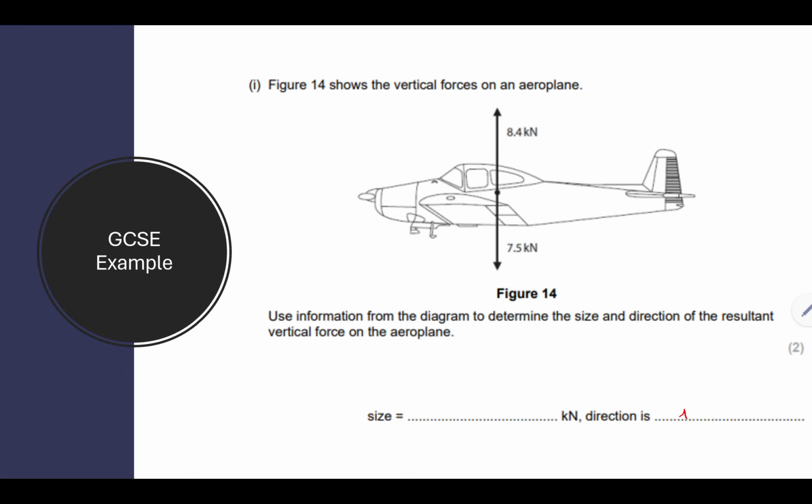So we can just write the direction is upwards and the size. So to determine the size, we need to do the biggest, which is 8.4, and we need to take it away by 7.5, which is 0.9 kilonewtons. So 0.9. And there you have it.